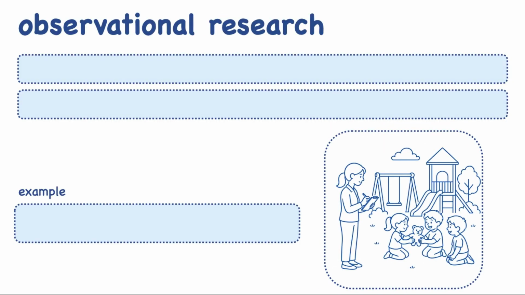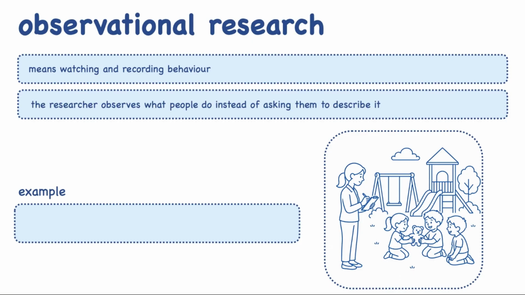Now let us look at observational research. Observational research means watching and recording behavior. The researcher observes what people do instead of asking them to describe it. For example, a researcher may watch children in a playground and record how often they share toys.